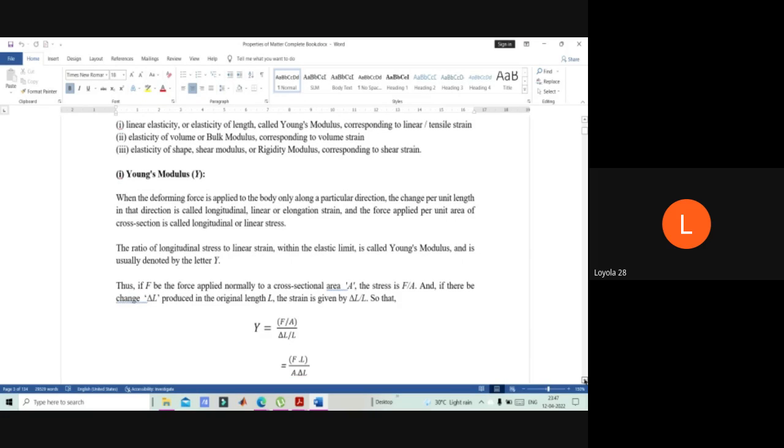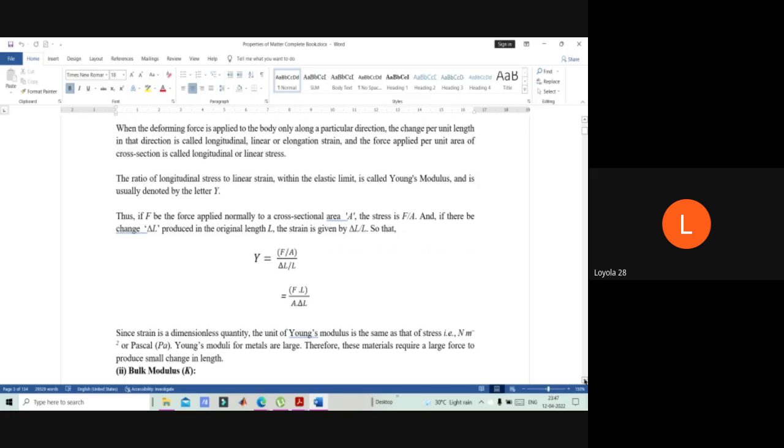So the ratio of longitudinal stress to the linear strain within the elastic limit is called Young's modulus. So Y equals (F by A) by (del L by L). The change in length is represented as del L, and the original length is represented as L. Force per unit area is nothing but the pressure or stress applied. So we can say the Young's modulus Y equals stress by strain.